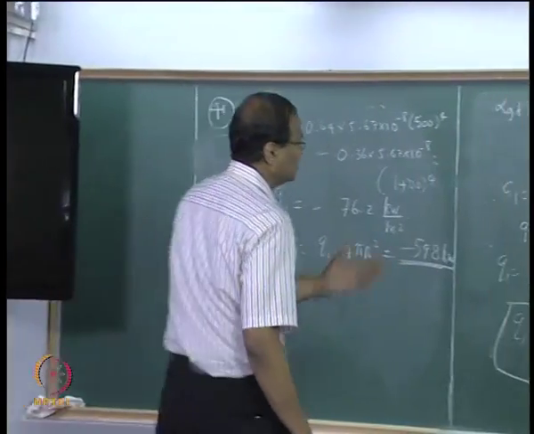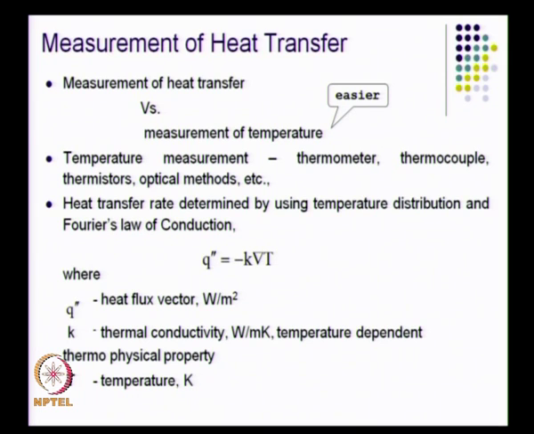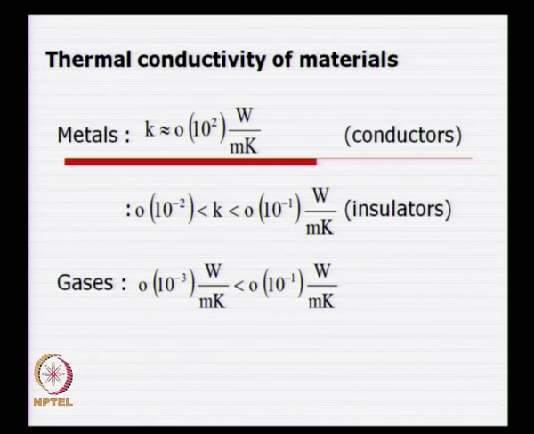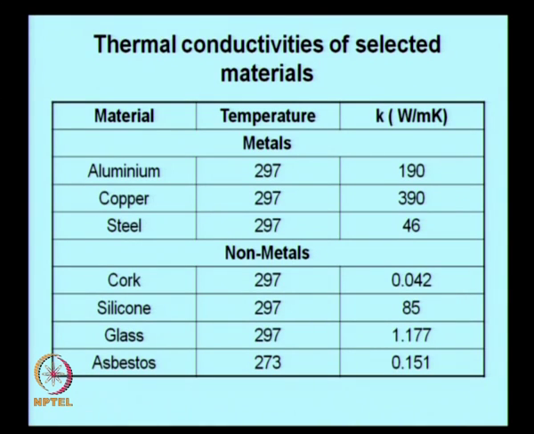So this is the heat flux vector, this is the thermal conductivity, a thermophysical property, and T is the temperature. For metals, the thermal conductivity is of the order of 10 to the power of 2. For insulators, it varies from 10 to the minus 2 to 10 to the minus 1. Gases, it varies from 10 to the minus 3 to 10 to the minus 1. I will give you a table. Thermal conductivity of selected materials: pure aluminium is about 190 watt per meter per Kelvin.